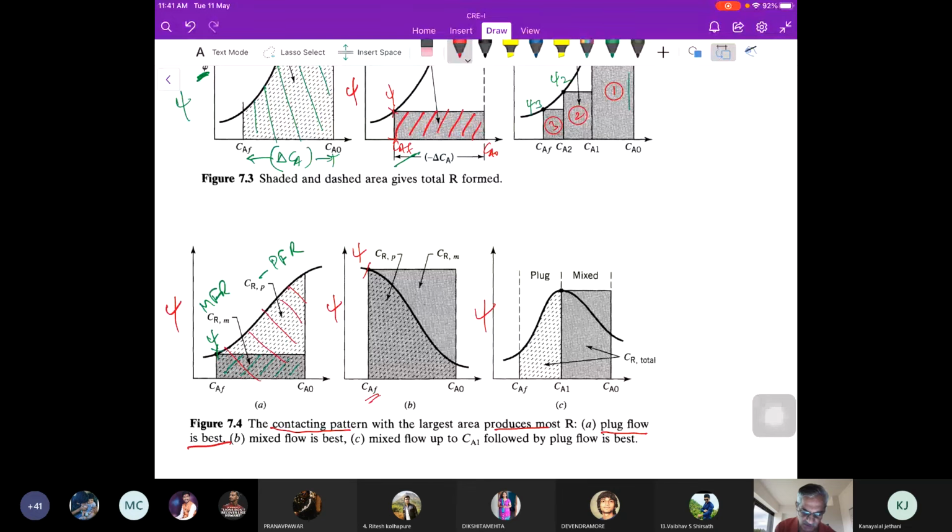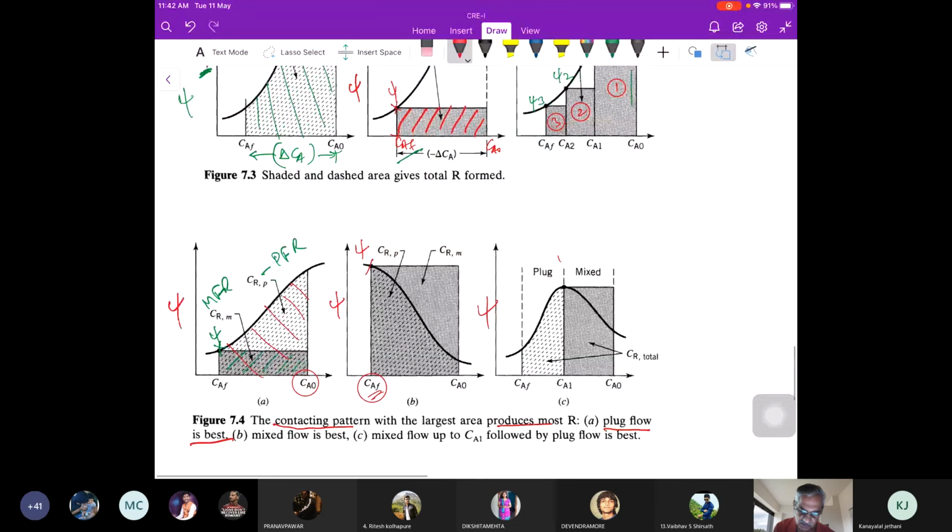That means essentially we need low CA, right? Here we need high CA, here we need low CA, which we saw earlier, right? This is the value of low CA. At low CA, the mixed flow reactor gives the maximum R. At high CA, the plug flow reactor gives more. And if it is a combination, mixed flow up to A1 and plug flow after that, then for mixed flow this will be the psi value, so this is the area of the rectangle, and for plug flow you take the area under the curve. So depending on whether it is mixed flow, plug flow, or a combination of mixed flow and plug flow, you can find the area and the R formed.